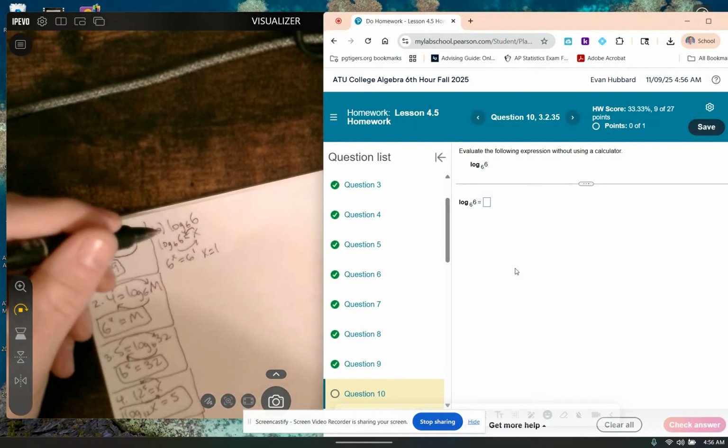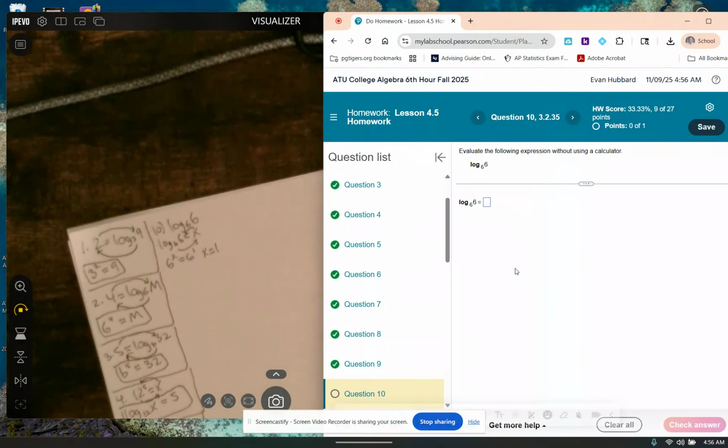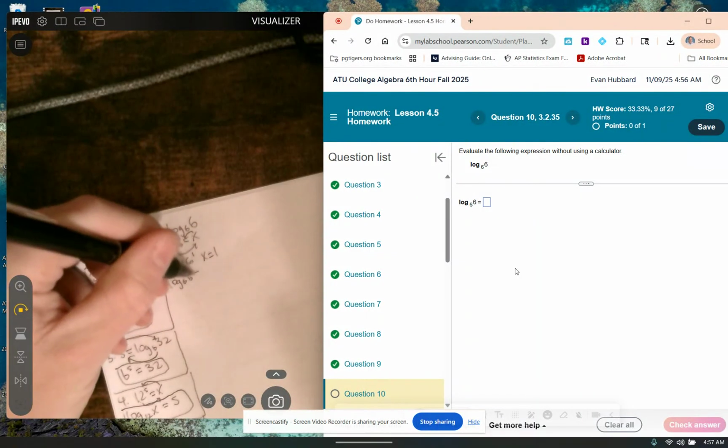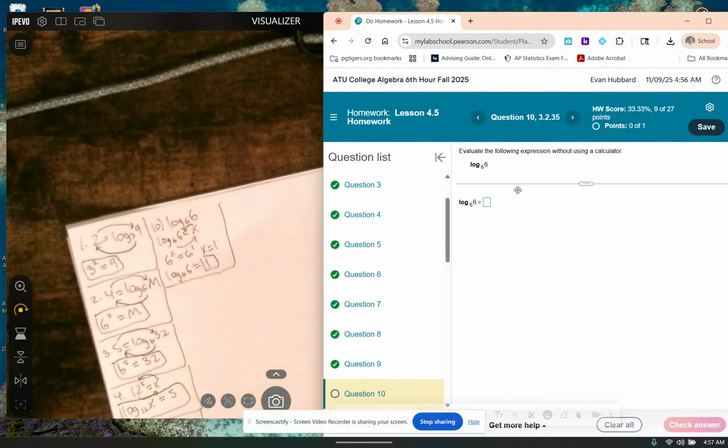Now you learned this in the notes too. There's a property. If they have the same base and the same value here, it's just going to equal 1. So log base 6 of 6 is equal to 1. You could also do change of base when you do log of 6 divided by log of 6. Anytime you're dividing by the same quantity, it's going to equal 1.